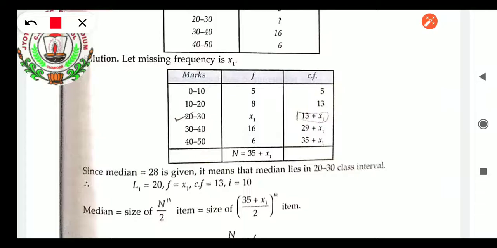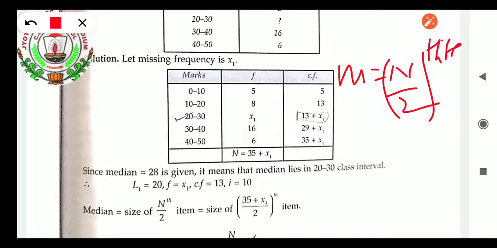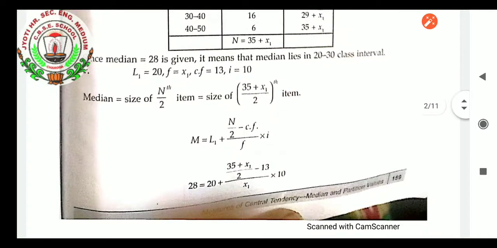How will we take m? Small m equals the size of the n by 2 item. You can see 35 plus x divided by 2 item, as we did. Now how will we solve it? It will be 35 plus x. We cannot solve because it cannot be divided: a variable cannot be divided by a number, and 35 is to be added with that number, then only it can be divided by 2. 35 alone cannot be divided by 2. Okay, so let us proceed with that n by 2 value, the size of n by 2, 35 plus x divided by 2.